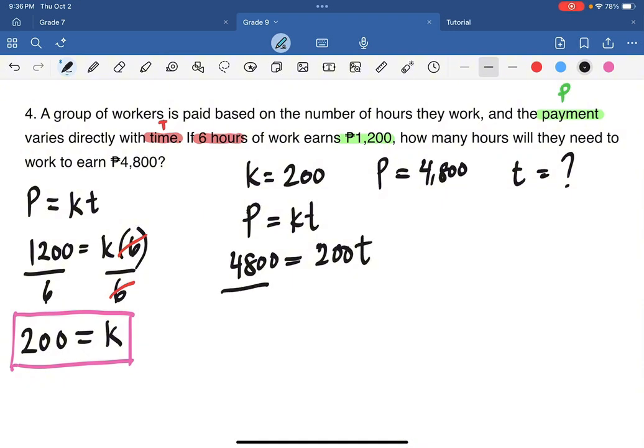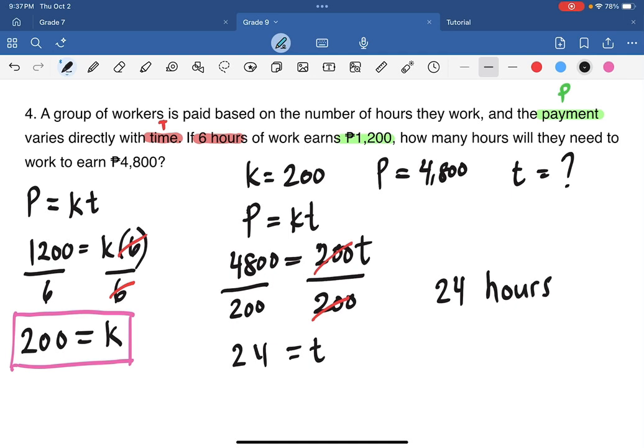So divide both sides by 200 to cancel 200 as the coefficient of T. So cancel, cancel. And the value of T, as we divide 4,800 by 200, is 24. That means they will need 24 hours in order to earn 4,800 pesos.